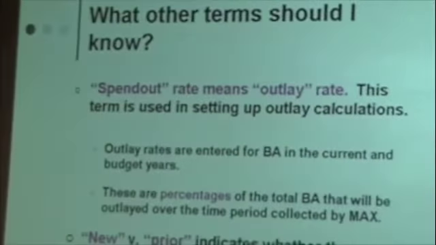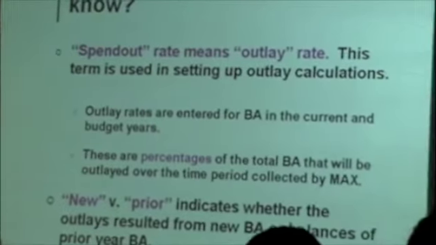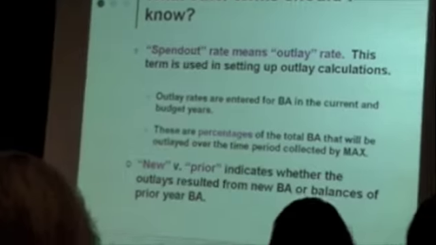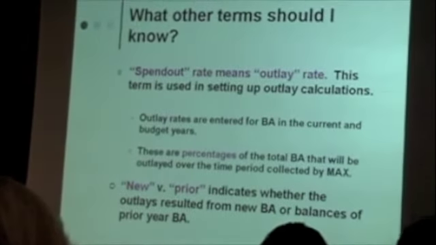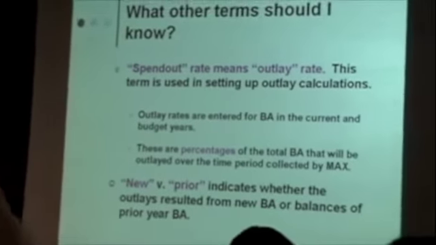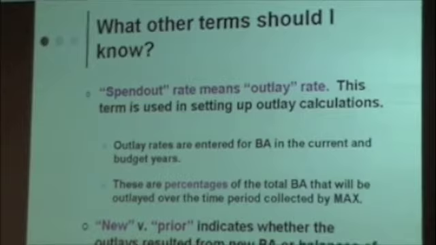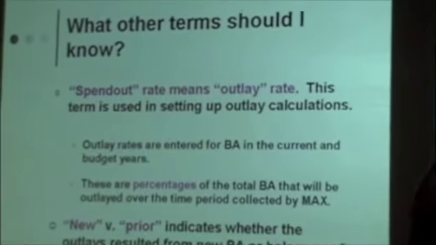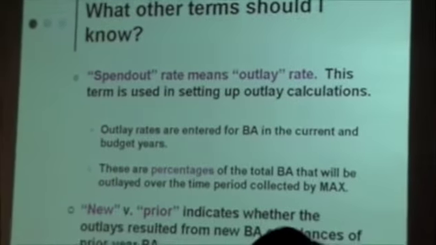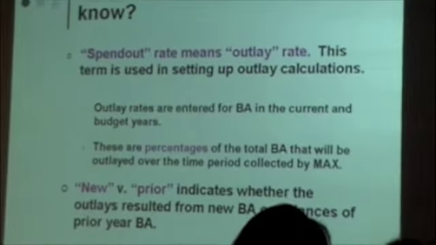What other terms should I know? Spend out rate, the outlay rate. This term is used in setting up the outlay calculations. Outlay rates are entered in budget authority for the current budget years. These are percentages of the total BA that will be outlaid over the time period calculated by MAX. New versus prior indicates whether the outlays result from new BA in that year or prior year BA.